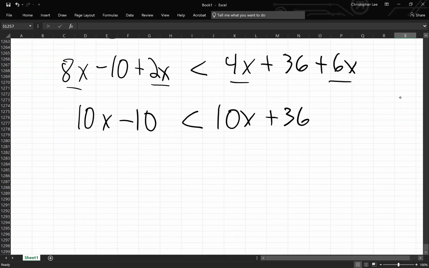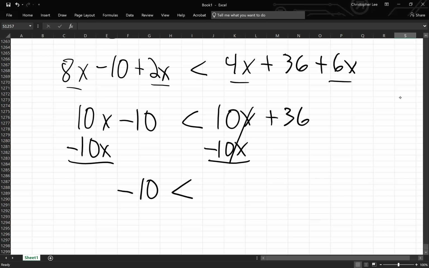All right. What should I do after that? All right, so let's subtract 10x from over here. But you know, I got to be fair. When I do the one side of the equation, I have to do the other side of the equation. All right. Bam. So now what do I have as an answer? I have negative 10 is less than 36.